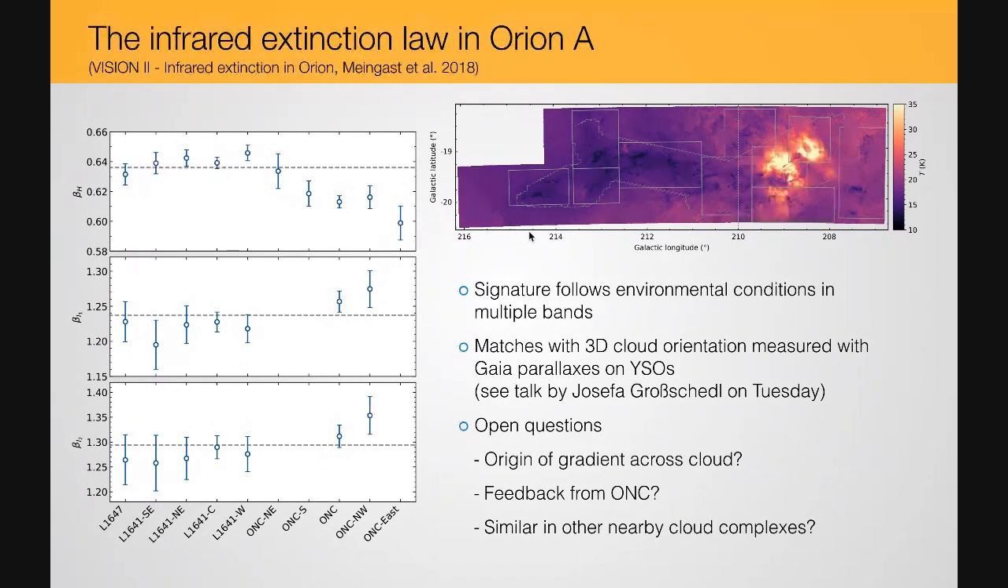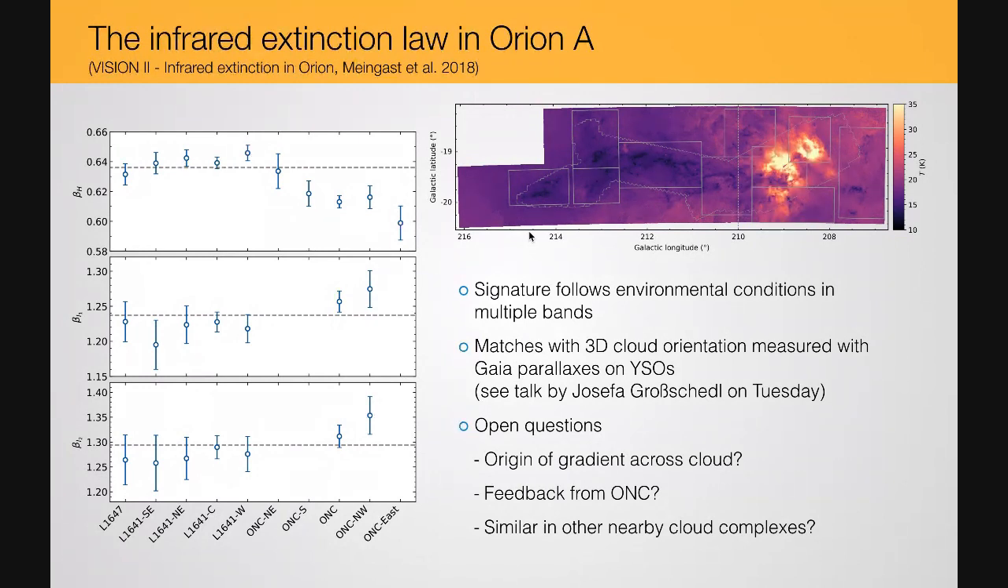So we have not continued this work yet, unfortunately. There was a lot of other things to do, especially with the Gaia data release. So I would be very happy to discuss this also in the unconference in the coming weeks. Perhaps you have some ideas to tie down the physical origin of this difference, perhaps also related to the ONC. And another thing that we surely have to do is we should definitely test this out in other nearby cloud complexes, perhaps most prominently Ophiuchus.